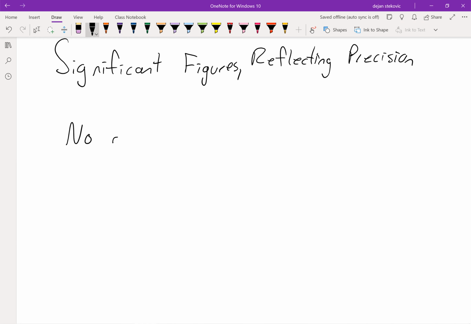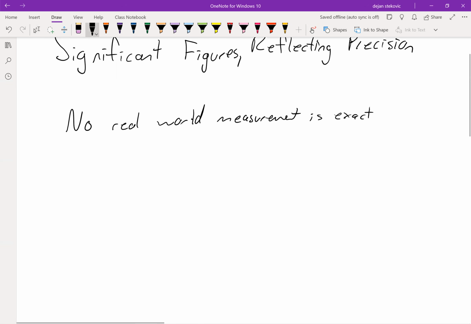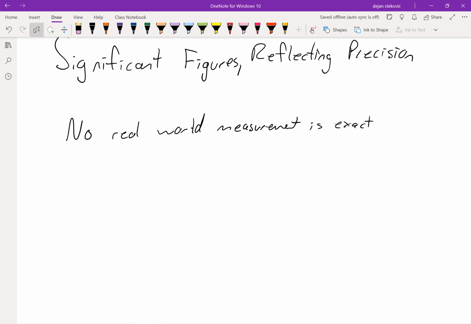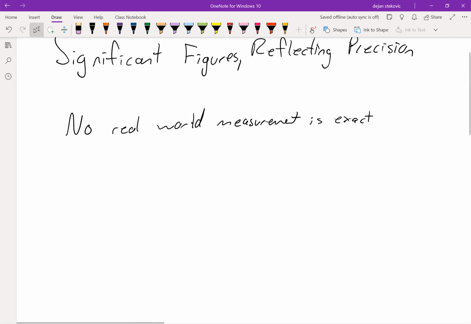So no real world measurement is exact. There's always going to be some error in it or some kind of guesswork essentially in it. And that depends on the instrument, mostly depends on the instrumentation that you have. If you have better tools, you can get more precision and you get a more precise answer. If you have cheaper tools that aren't as precise, you're not going to get as precise of an answer.